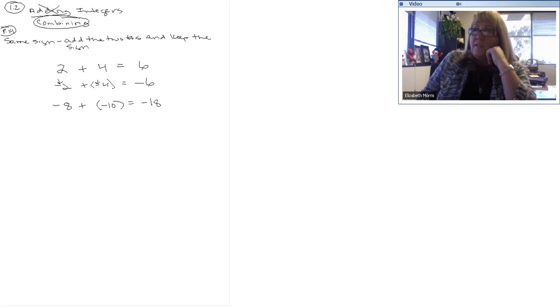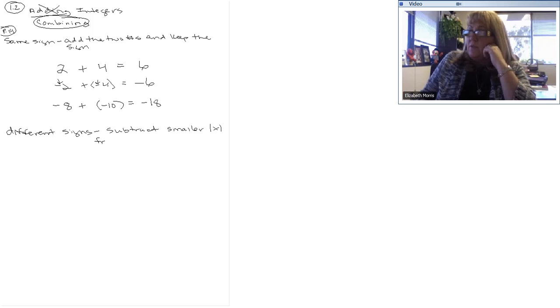Different signs. Now we're not going to add, we're going to subtract. We subtract the absolute value of the smaller number from the absolute value of the larger. I can make this an S and that an L, smaller and larger, and keep the sign of the larger.